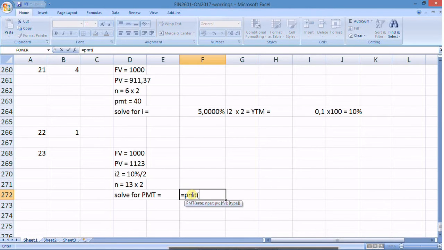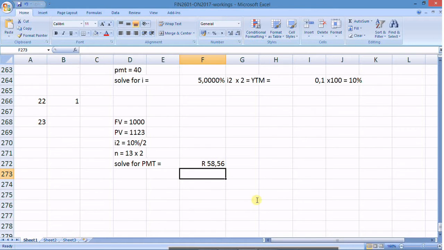Alright, so for PMT, the rate is 10 divided by 2, which is 5. The N is 26. The PV is negative 1123. The future value is 1,000, close brackets. Where did you get 1,000 from? You have to assume that, otherwise you can't work it out. You need a face value.